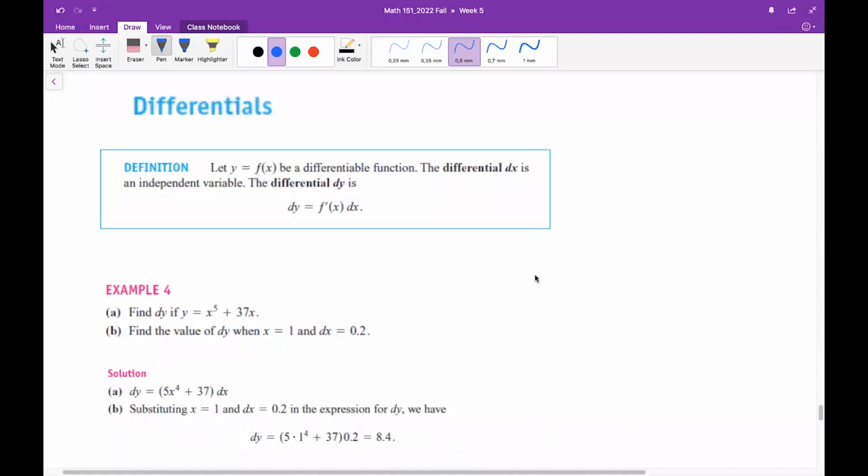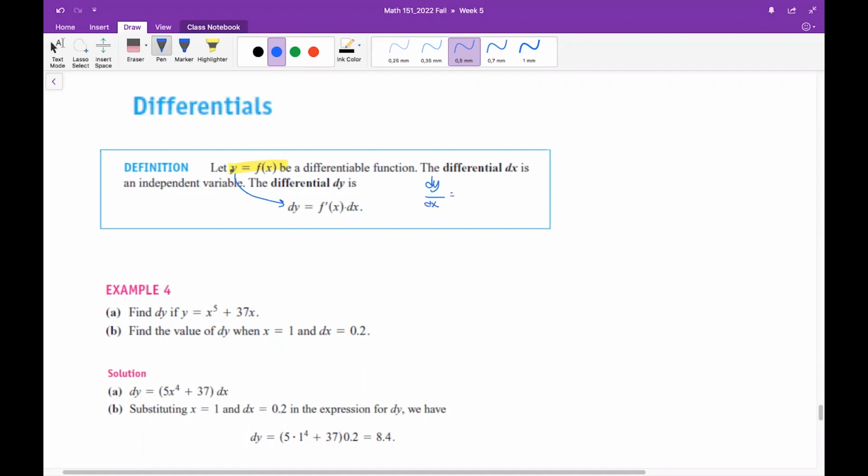Now we will talk about differentials. Our function is y equals f of x here, as you can see, and the differential of this function y is denoted by dy, and it is given by this expression. You take the derivative of your function, you multiply it with the dx variable.